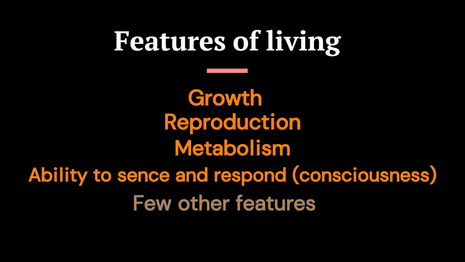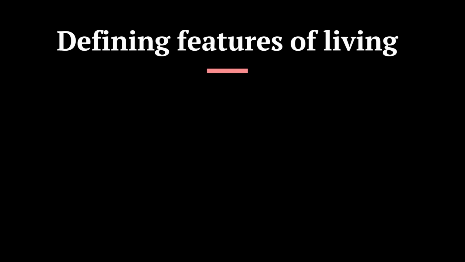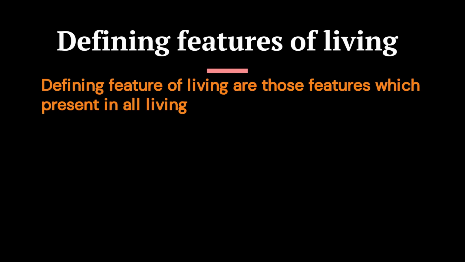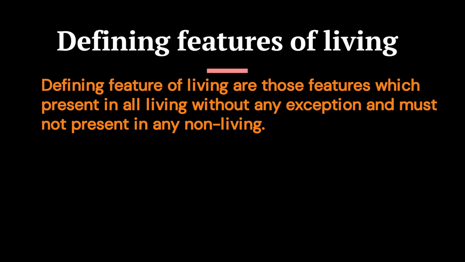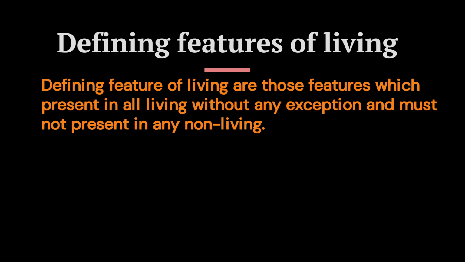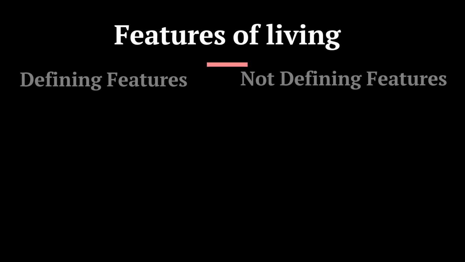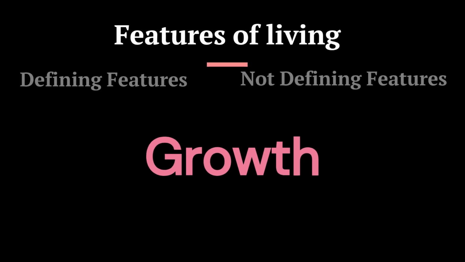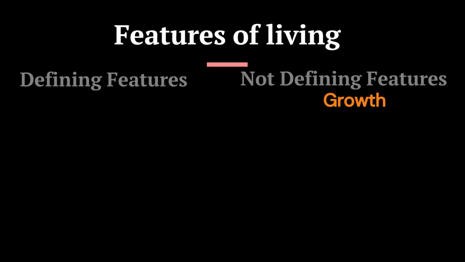Before answering the question of what living is, let's first understand the term defining feature. Defining features of living are those features which are present in all living without any exception and must not be present in any non-living. Now let's analyze each feature one by one. Growth. You are well aware that humans grow only up to a certain age, hence it is not present in all living. Even you might have seen a growing mountain, hence growth can be present in non-living. Therefore growth is not a defining feature.